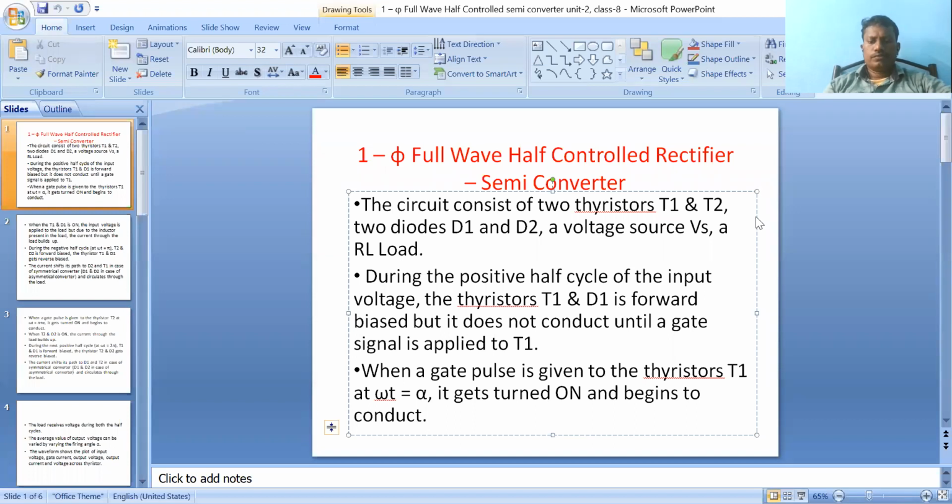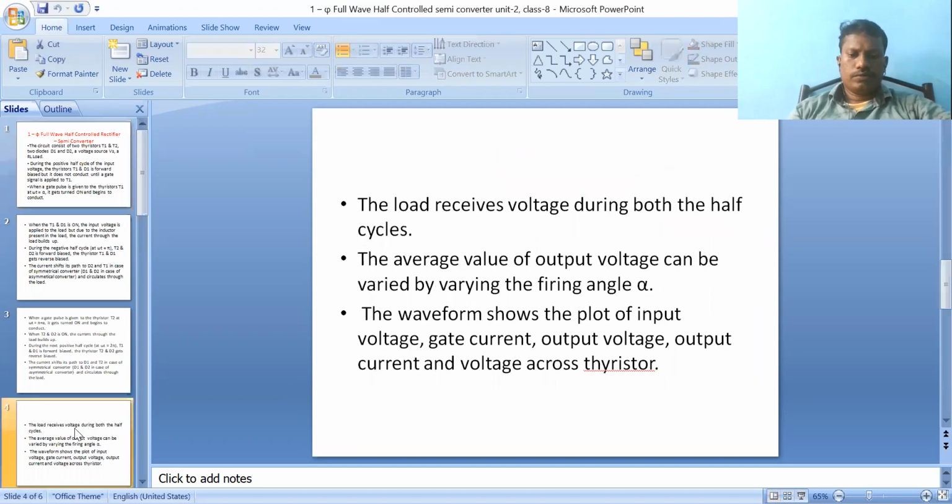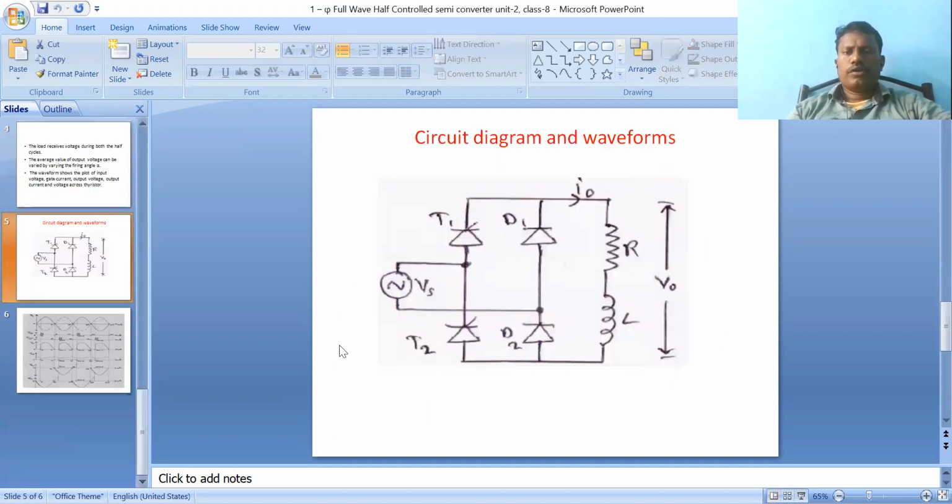It is also called a semi converter. Semi converter means it is also a bridge configuration. I will show the diagram of this. It is half controlled.